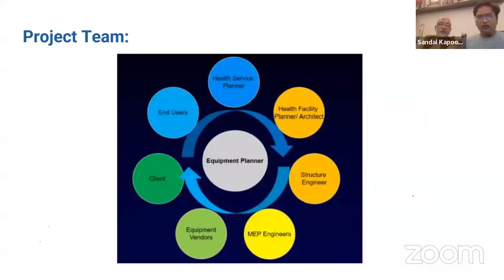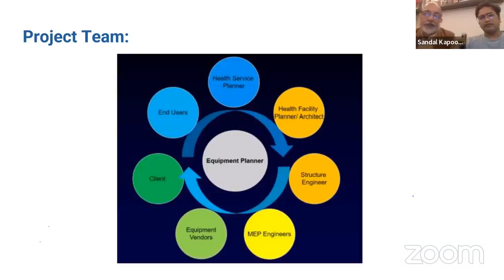So now we start on with our equipment planning part. Equipment planning, as we said earlier also, is a complete teamwork. The project team may comprise health service planners, health facility planners or architects, structural engineers, MEP engineers, then equipment vendors themselves, then the owner of the hospital or the client, then end users, which are patients, staff, paramedic staff and all. So the complete team, because we need to have inputs from all these stakeholders to be able to have efficient equipment planning.